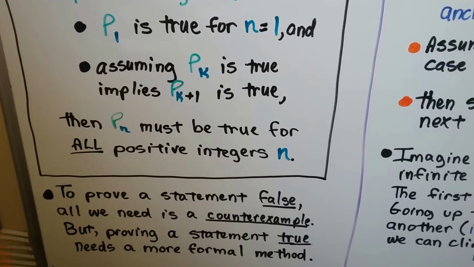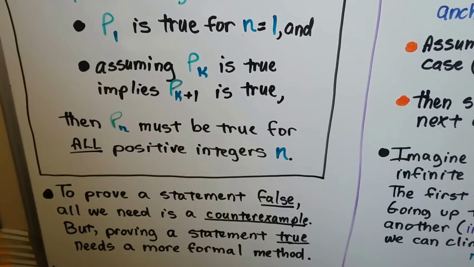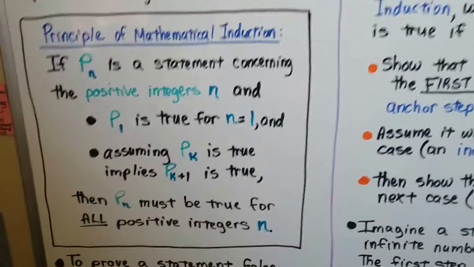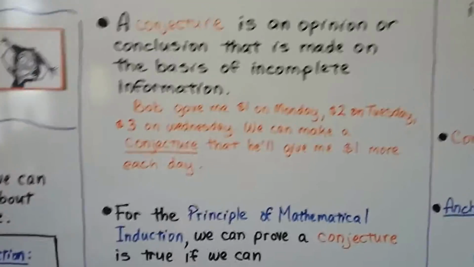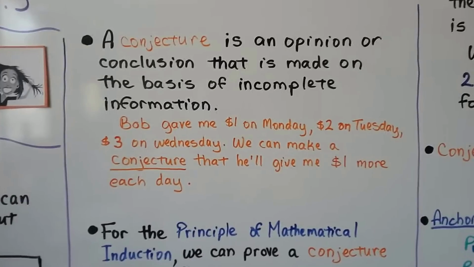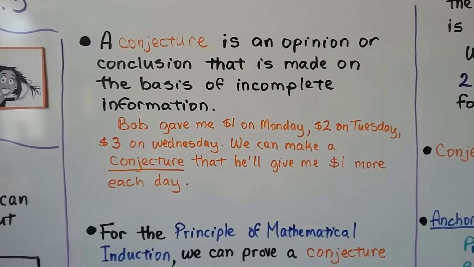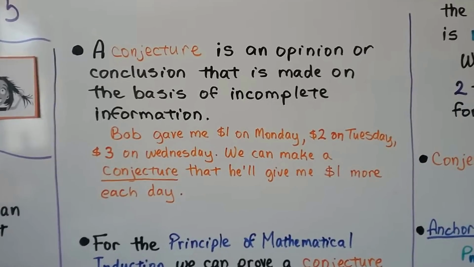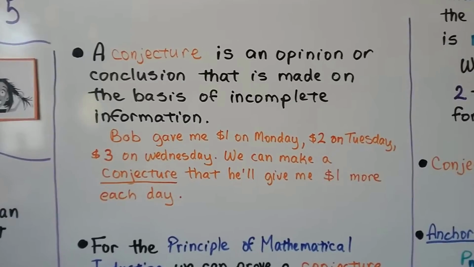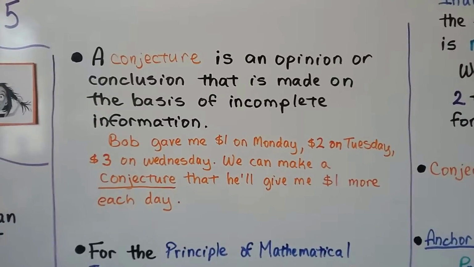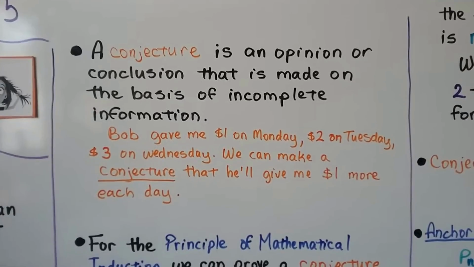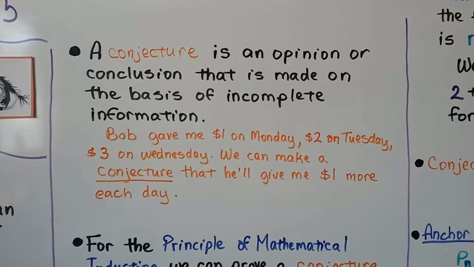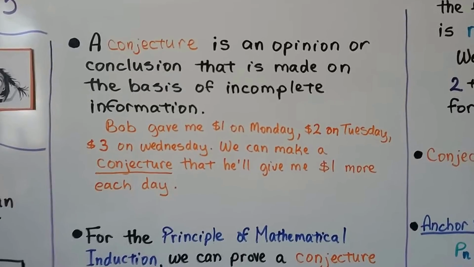To prove a statement false, all we need is a counterexample, but proving a statement true needs a more formal method. That's why we use this, okay? So first let's get this out of the way. A conjecture is an opinion or conclusion that's made on the basis of incomplete information. So let's say Bob gives me $1 on Monday, $2 on Tuesday, $3 on Wednesday. We can make a conjecture that he'll give me $1 more each day and how much I'll have on a certain day. But a conjecture is incomplete information. We're just kind of guessing that that's what's going to happen.